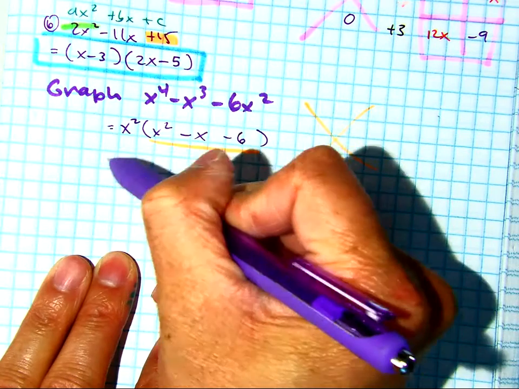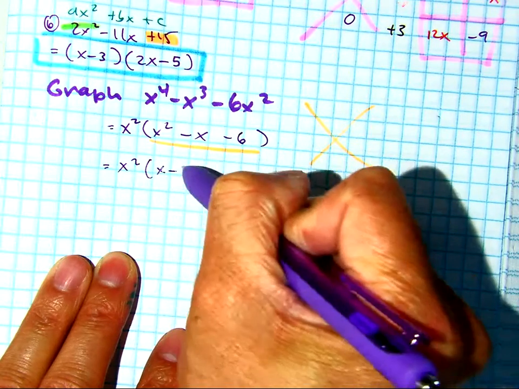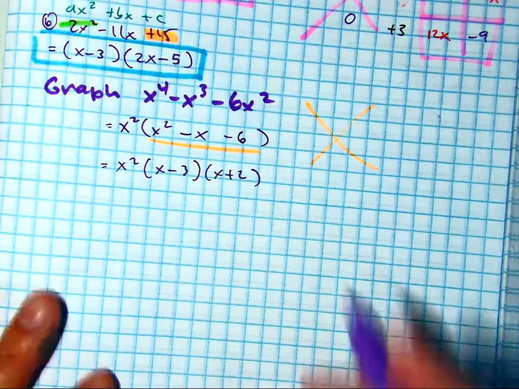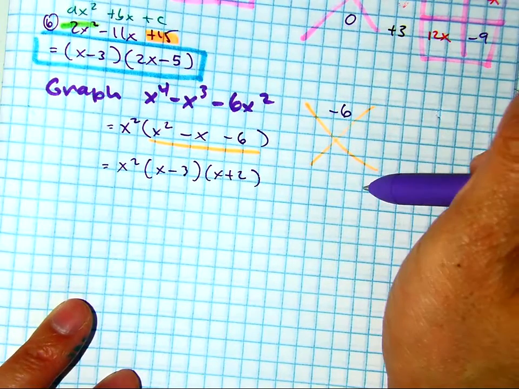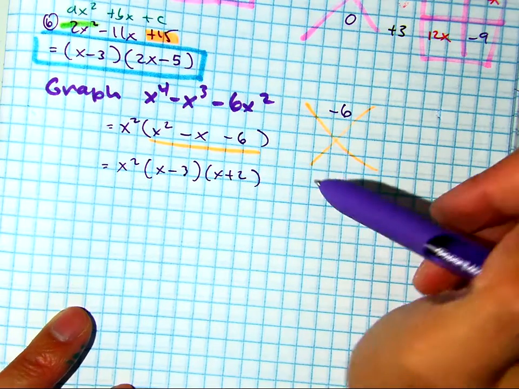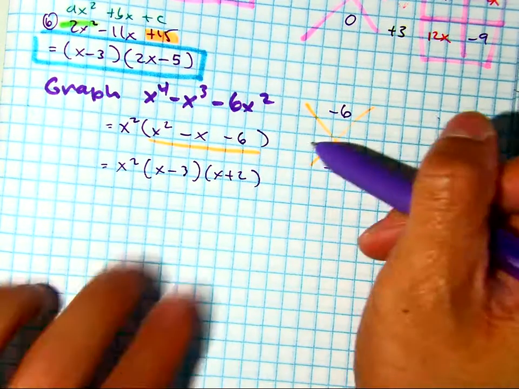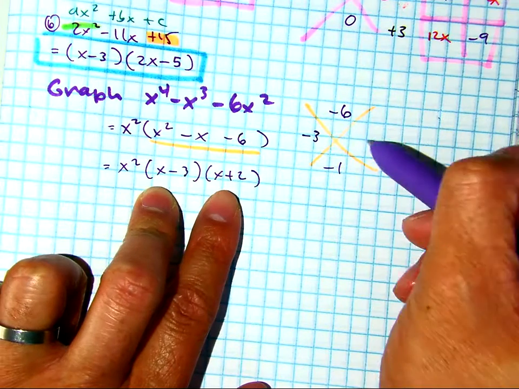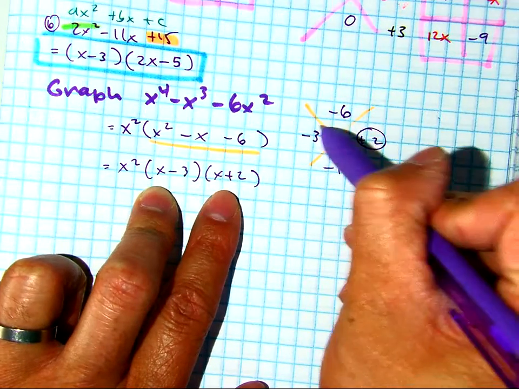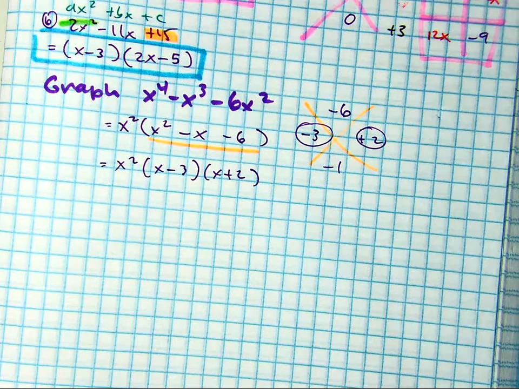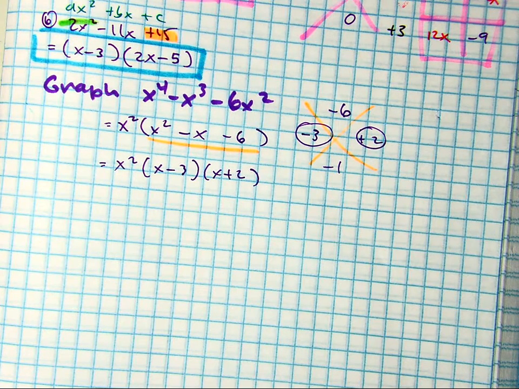X minus 3, x minus 2. So I have negative 6, negative 1, so those two numbers are negative 3 and positive 2. Class, is this factored? Yes, it is. Pamela, what should I do next?